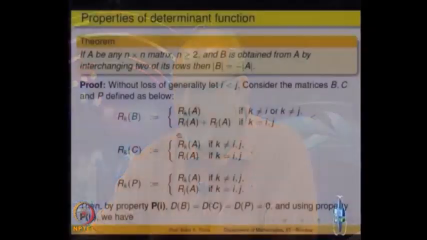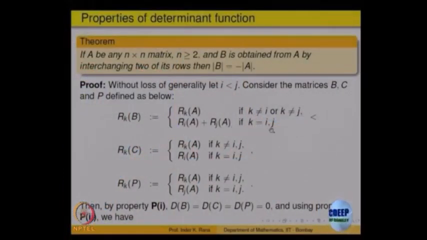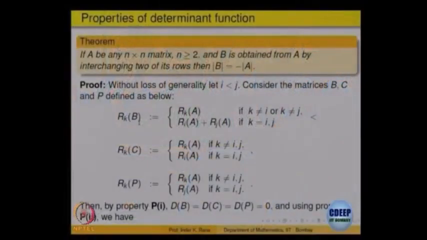Now in this new matrix, the ith and jth rows are the same, right. What is the ith row for this matrix now? Ri plus Rj of A. What is the jth row? That also. So what is the determinant of the matrix B by definition? By the very first property, if two rows are identical, then it should be 0. So the determinant of B is 0, right.